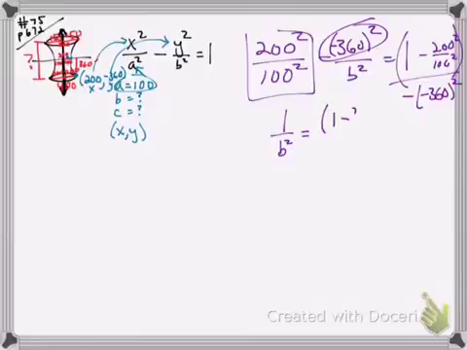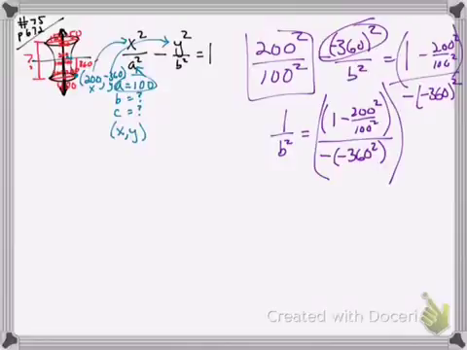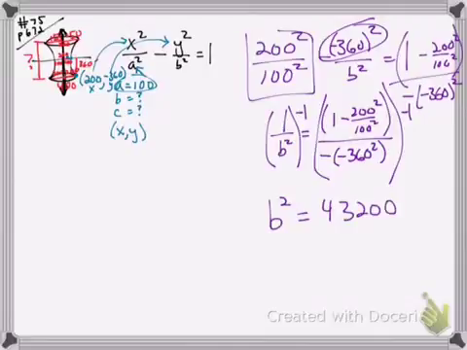What I'm left with now is 1 over b squared equals this big mess that I just made: 1 minus 200 squared over 100 squared, all over the negative of the negative 360 squared. From here, I'm going to do the inverse. That -1 symbol, if you remember, taking something to the -1 power is really just making the reciprocal of that. There's a key on your graphing calculator that does that. So I put in everything on the right side exactly how I see it, with all the parentheses, and when I do that, I get back 43200.